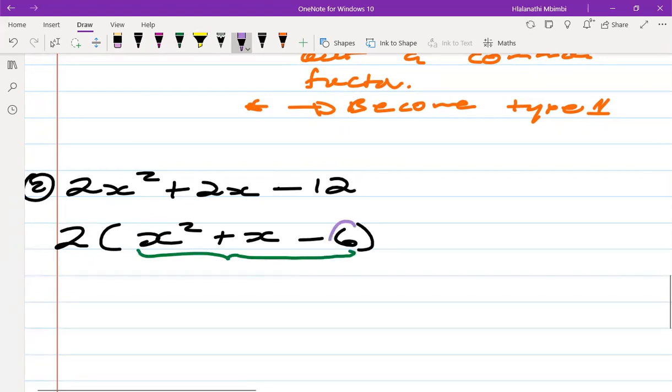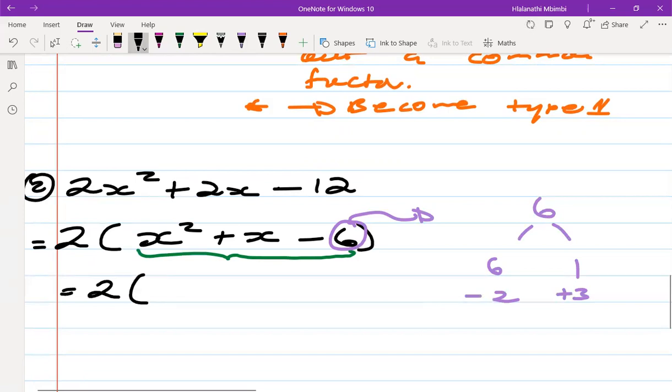So the factors that you will take are the factors of 6. So it's still 6 and 1, and 2 and 3. And you look at the combinations that would give you a positive 3. Those combinations are when this 3 is positive and this 2 is negative. So this would look like 2 brackets x squared minus 2x plus 3x minus 6, close the brackets.